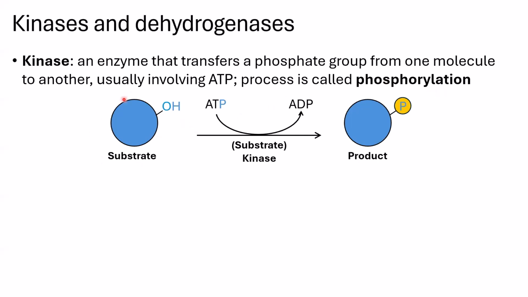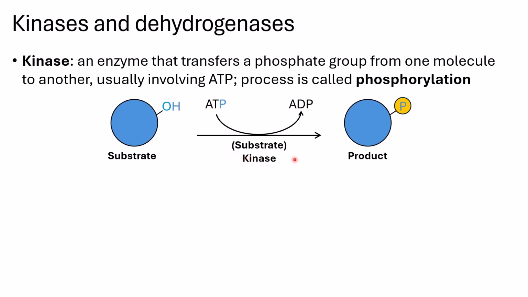The substrate for a kinase must always have a hydroxyl group, and the kinase will essentially replace the hydroxyl group with a phosphate group, represented by this P in a yellow circle. Again, the phosphate group is commonly provided by ATP. The kinase is generally named for the substrate that it adds a phosphate group onto.